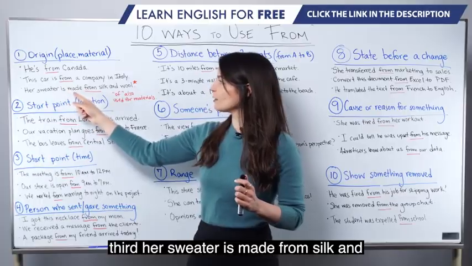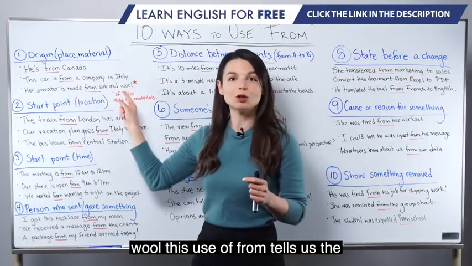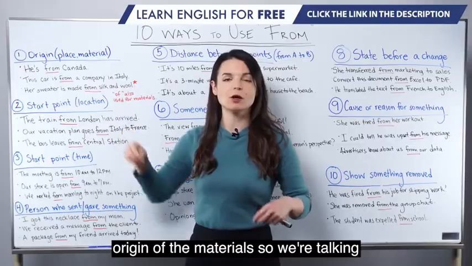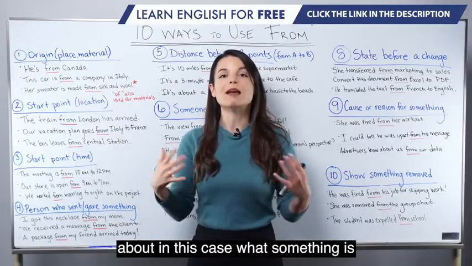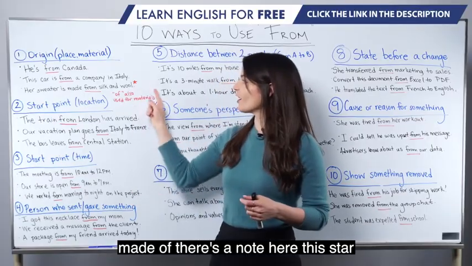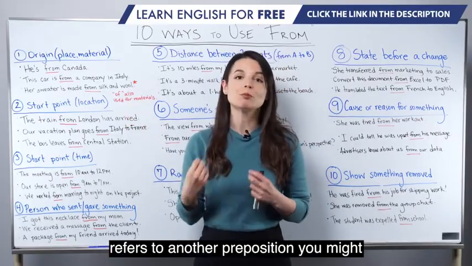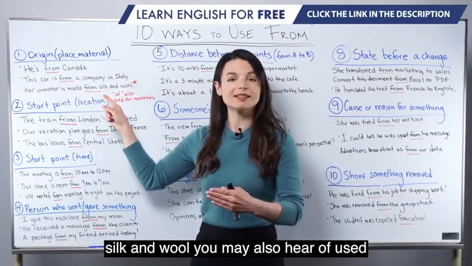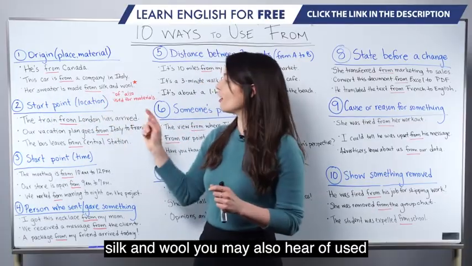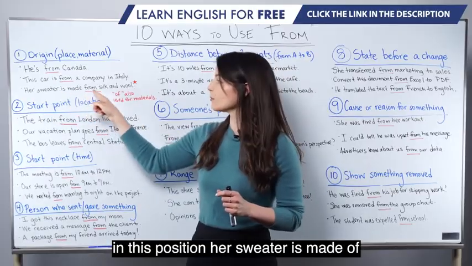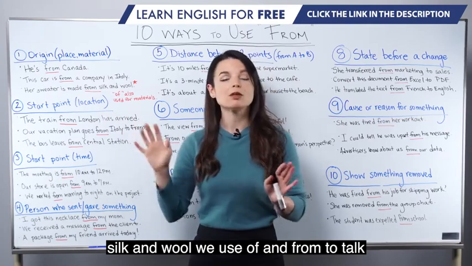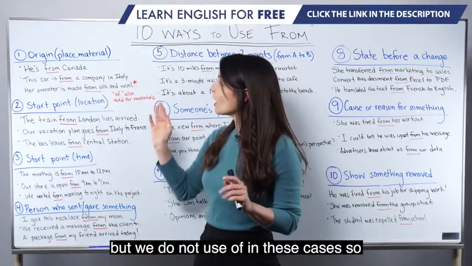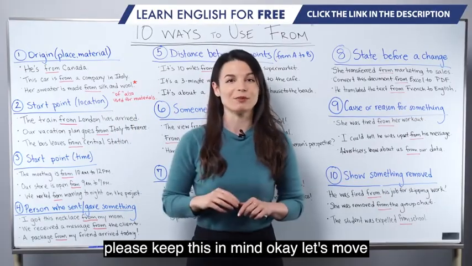Third, her sweater is made from silk and wool. This use of from tells us the origin of the materials. So we're talking about, in this case, what something is made of. There's a note here. The star refers to another preposition you might hear used in this case. So in this sentence, I have her sweater is made from silk and wool. You may also hear of used in this position. Her sweater is made of silk and wool. We use of and from to talk about the material origin of something, but we do not use of in these cases, so please keep this in mind.